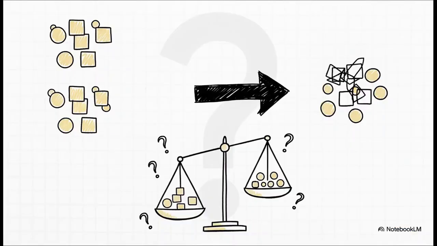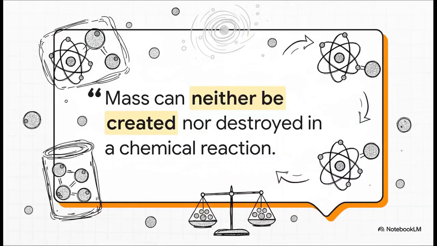So you might be wondering, okay, what's the big deal? Why does it have to be perfectly balanced? I mean, why does it matter if we have the exact same number of atoms on both sides of that arrow? What would even happen if we didn't? Well, the answer is one of the most important rules in the entire universe. It's called the law of conservation of mass.